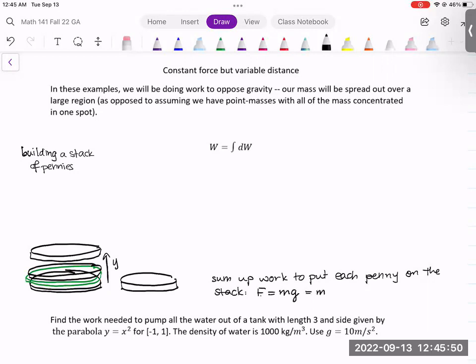I'm going to think of this as mass times 10 meters per second squared that we're going to be exerting. Here I'm using positive 10 because gravity is pulling down on this penny and we are applying a force to fight gravity. So the work for one of these pennies, which I'll write as Wi, is just this force times yi, how far up in the stack we need to go.